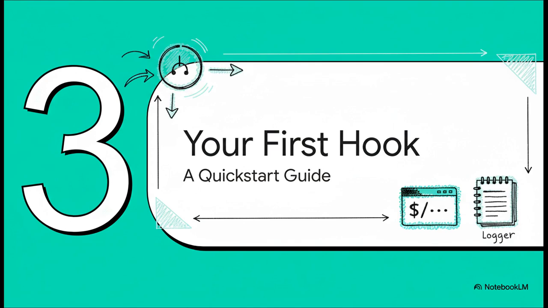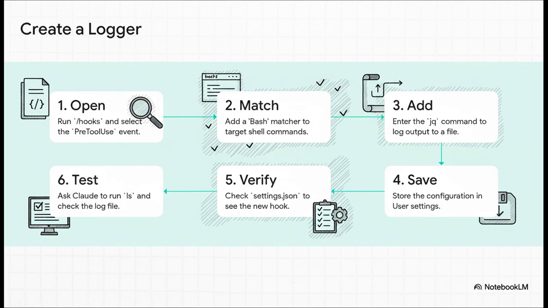All right, enough talk. Let's get our hands dirty and see how this actually works. We are going to build our very first hook right now, a super simple logger that's going to record every single shell command that Claude executes for you. And you know what? It really is this straightforward. You just pop open the hooks configuration, you tell it to trigger on that pre-tool use event, and you say, hey, only do this for bash commands. Then you drop in your jq script to write to a log file, save it, and that's it, you're done. In just a couple of minutes, you have an automated command logger running, giving you a complete audit trail.